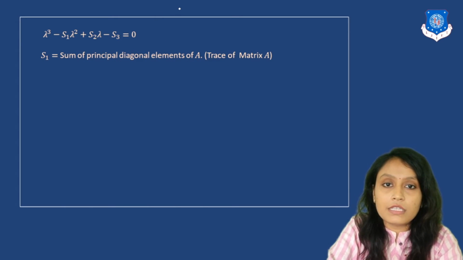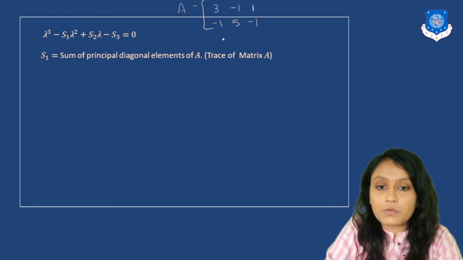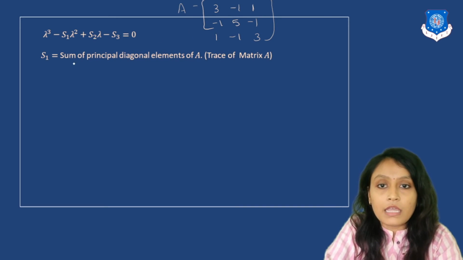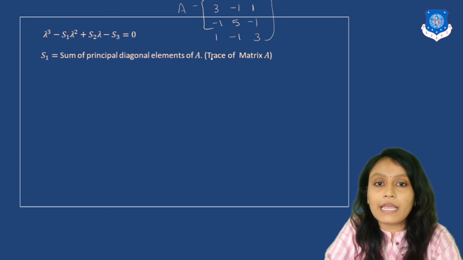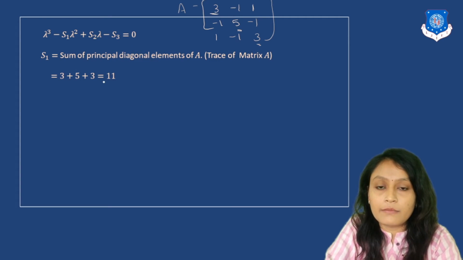Now the matrix A is 3, minus 1, 1; minus 1, 5, minus 1; and 1, minus 1, 3. This is our matrix A. Now firstly we have to find S1, that is the sum of principal diagonal elements. So the principal diagonal elements are 3, 5 and 3, right? Just add them, so you will get the answer 11.